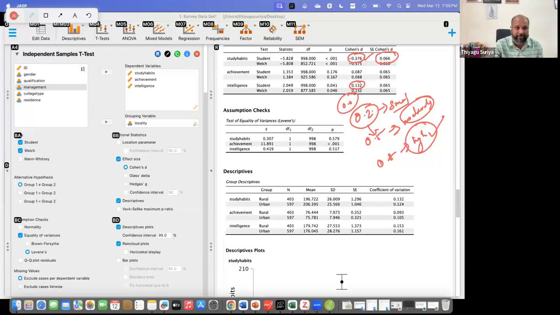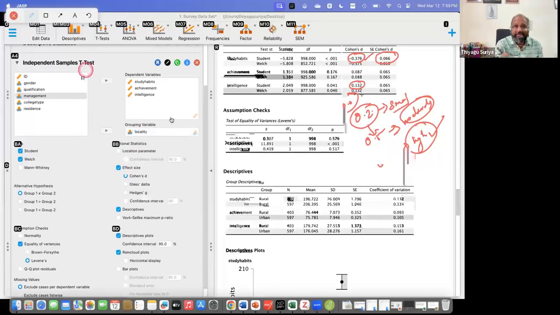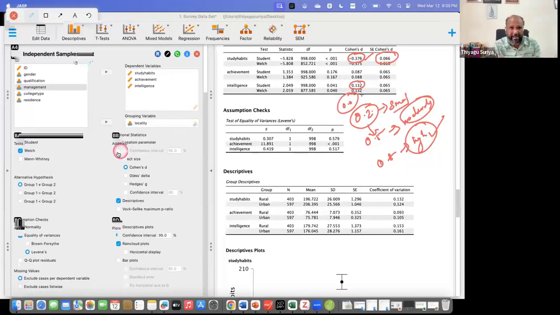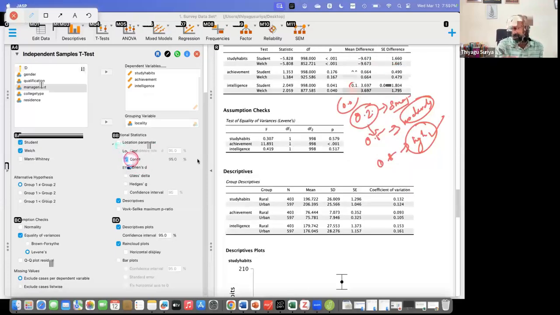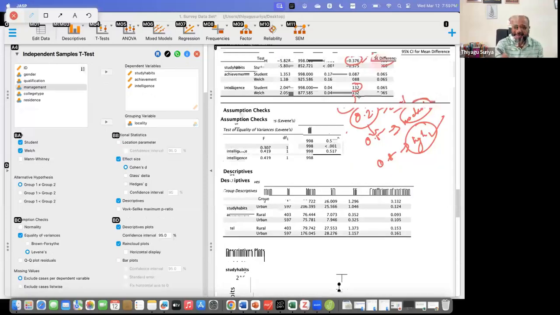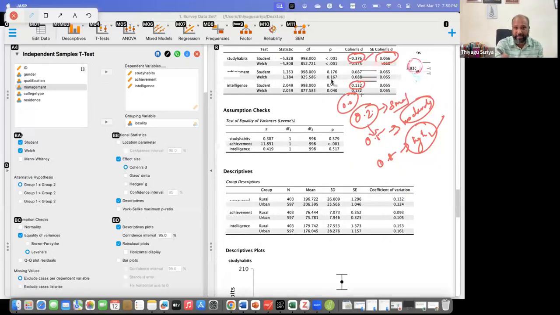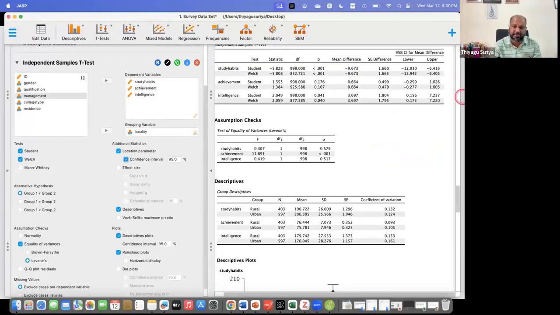But there is one more thing needed. Some people write an interpretation based on this one also. Do you know this one? Location parameter. When you click confidence interval 95%, we can easily locate the answer. Suppose you cannot interpret based on the p-value, you can interpret the results based on the lower and upper class interval itself. I'm giving a small example for this.